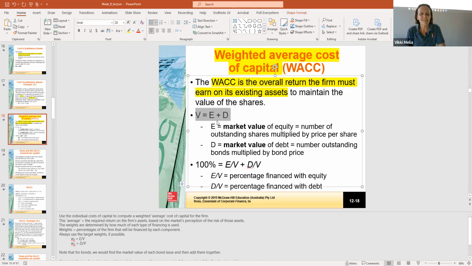So we're saying the total value of the firm or the company is equal to the market value of equity plus the market value of debt. The total value of the company is equal to the market value of equity plus the market value of debt.